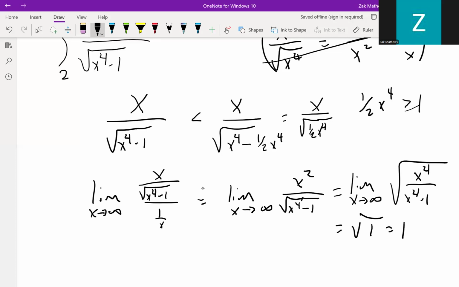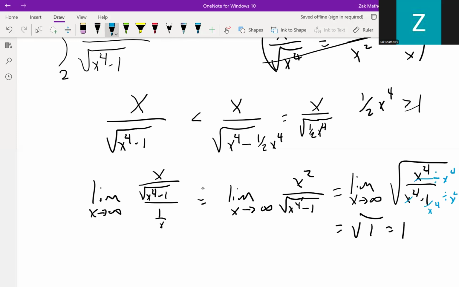When we take the limit of the inside, you could divide out the largest power, so x to the 4th. If we divide everything by x to the 4th, we get a 1 here, a 1 here, and a 1 over x to the 4th, which is going to 0.